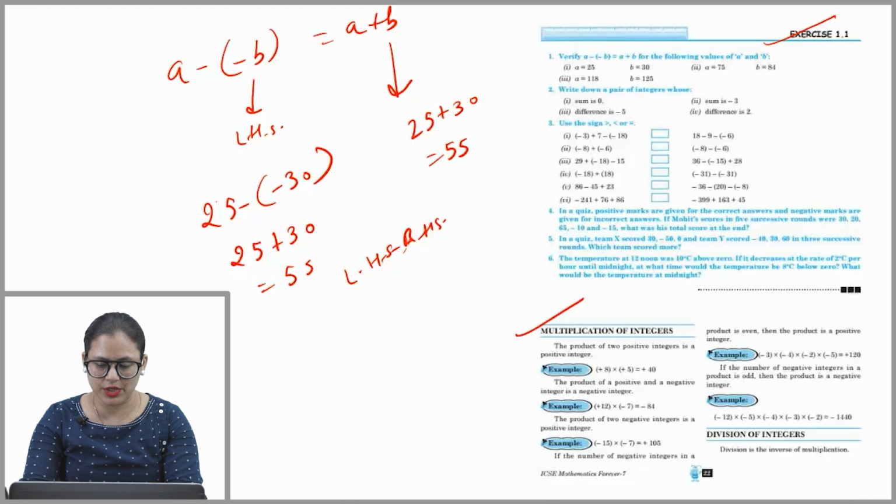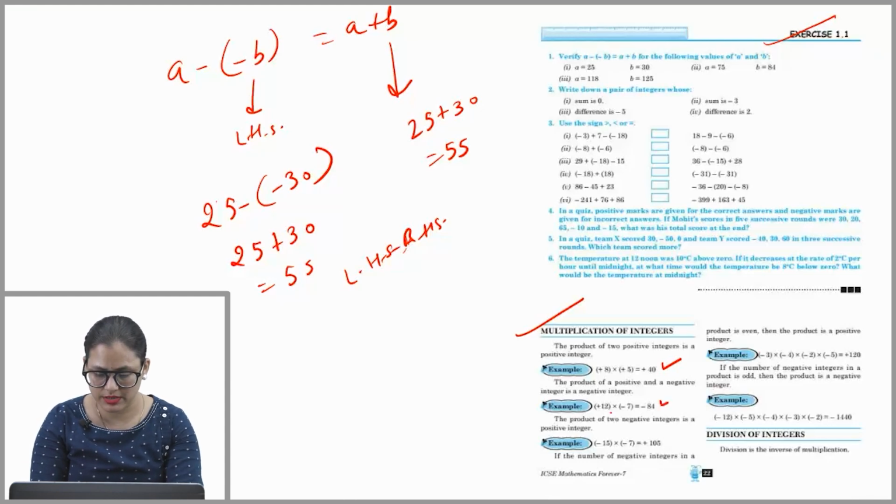Next, multiplication of integers. The product of two positive integers is a positive integer. For example, 8 into 5 is +40. The product of a positive and a negative integer is a negative integer. Example, 12 into -7 is -84. The product of two negative integers is a positive integer. -15 into -7 is equal to 105.